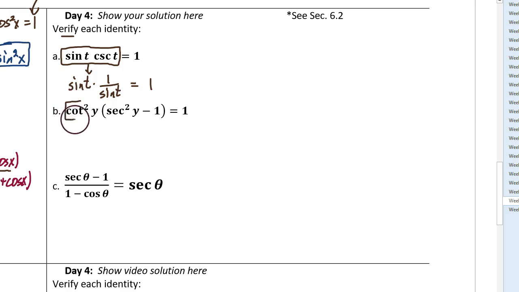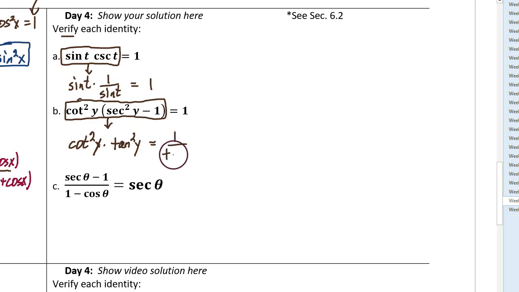Question B, we're going to start with this expression and show that it's possible to make it equal 1. In the first step, I'm going to replace secant squared y minus 1 with the equivalent expression tangent squared y. On our trig notes, we have a trig identity that involves secant squared and a 1. When you look at that identity, you can see that it fits this situation and that this result is tangent squared y. Now in the next step, let's replace cotangent squared y with 1 over tangent squared y.